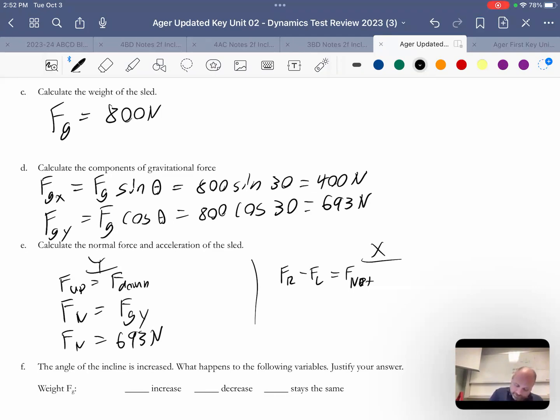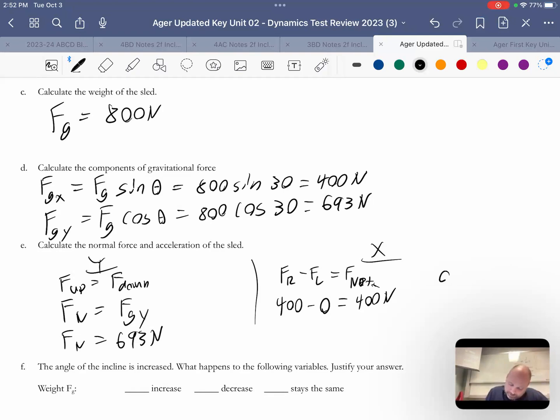In this case, there is only 400 to the right, 0 to the left, up the plane. That's the tricky part, right? There's no friction, so there is nothing to the left. And so net force must be 400 newtons. That's my net force. That is the force that's going to cause the acceleration.